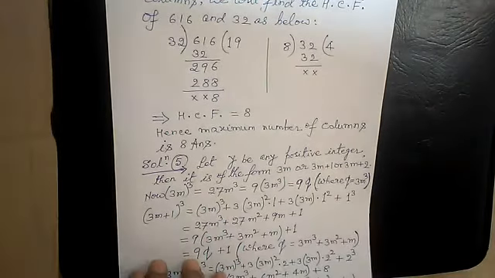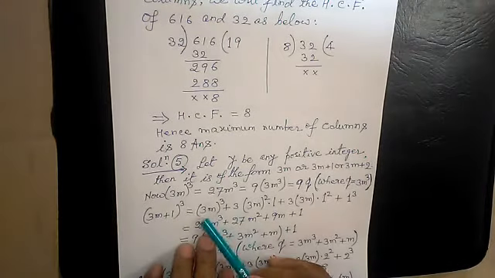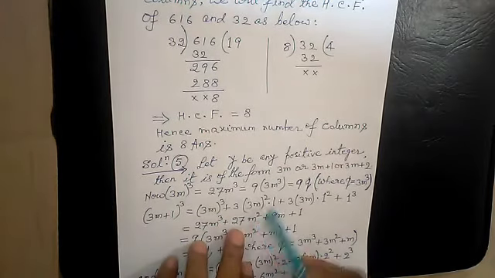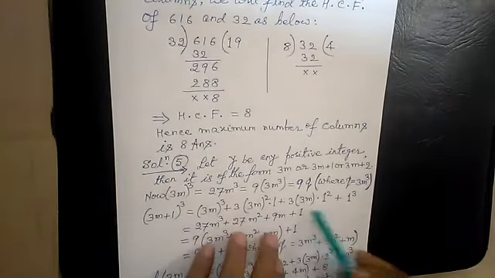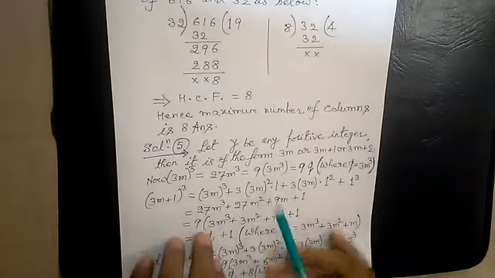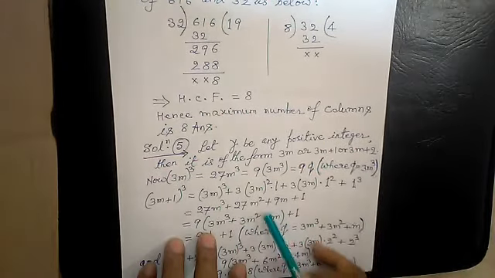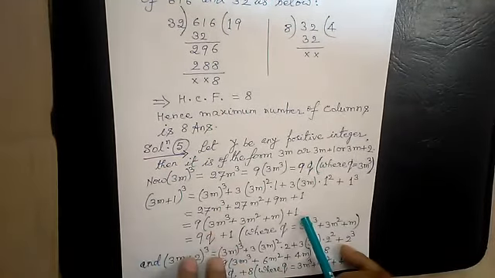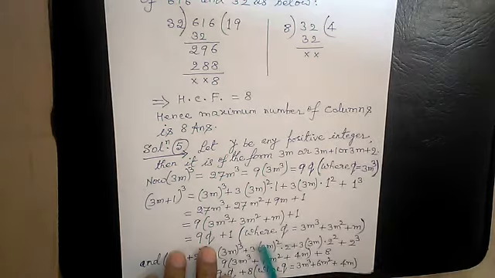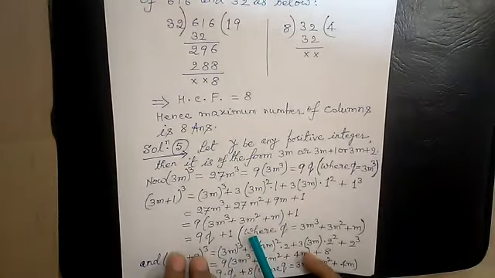Expanding with the formula a plus b whole cube, you will get this much. Now expand 3m whole cube, which gives 27m cube. Here it is 27m square, because 9 times 3 is 27, and here 3 times 3 is 9m, and 1 cube is 1. Now taking 9 common from these three terms, you get inside the bracket 3m cube plus 3m square plus m, and outside, plus 1. Now taking this expression as q, where q equals 3m cube plus 3m square plus m, it is 9q plus 1.